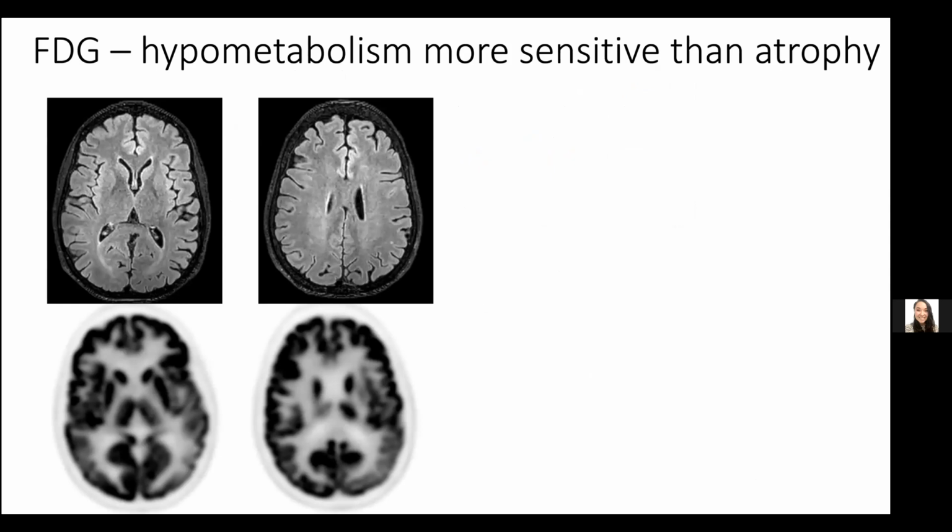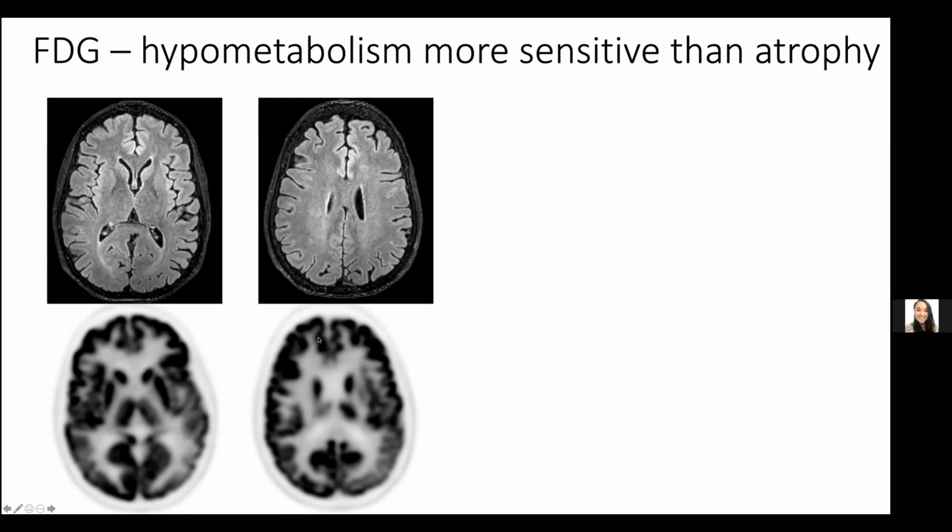And I'm just going to illustrate that here with a case from our clinic. The top tier here are FLAIR images, a species of T2-weighted MRI scan, and this is read as essentially normal, not showing atrophy. On the bottom tier are FDG PET images in which the density of the tracer is high if the signal is dark.